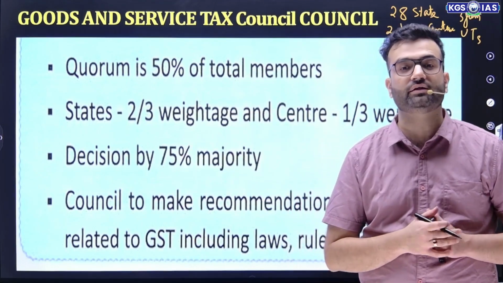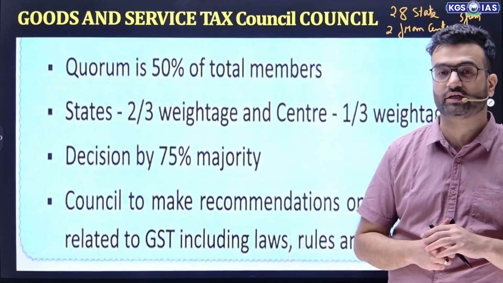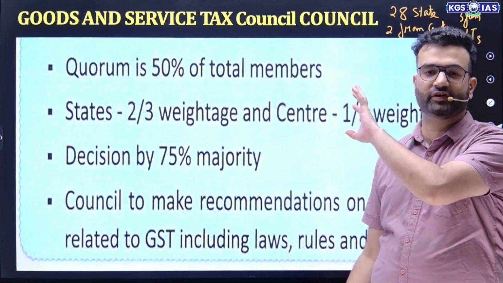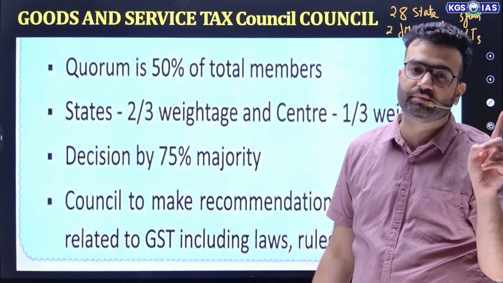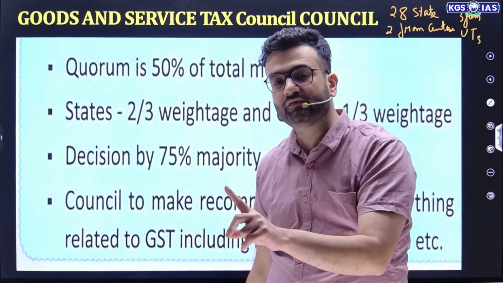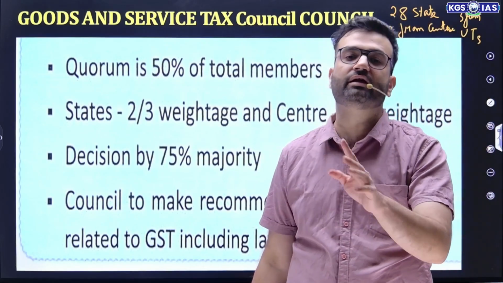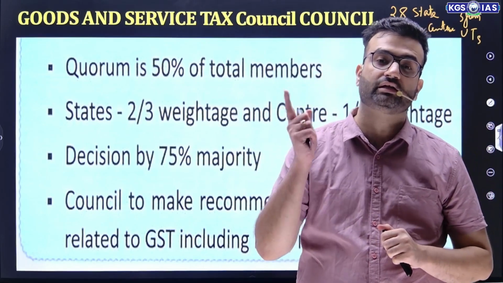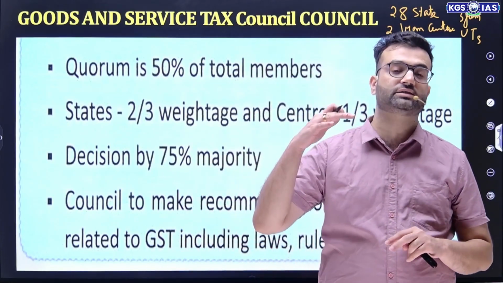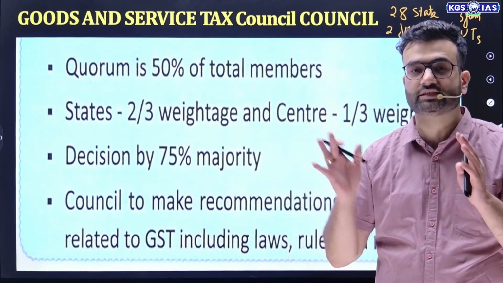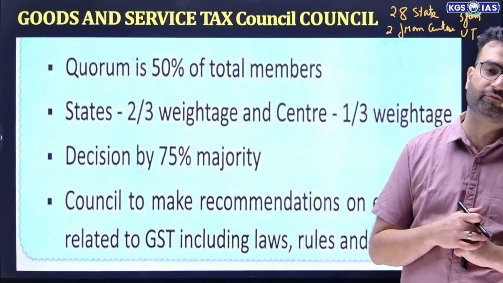States should have a weight of 2/3. That means 22 weight out of 33 is given to states and 11 weight is given to the center. So if you look at the face of it, you will feel the states are more powerful. But wait, this 22 weight is distributed among 28 states and this 11 weight is held by the center. The decision is taken by a 75% majority, that means 75% of 33. So without the center's consent, the decision of the GST Council can't be taken. So it's a perfect example of cooperative federalism.